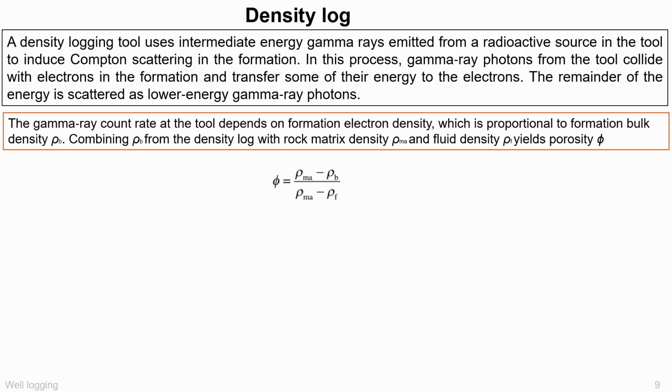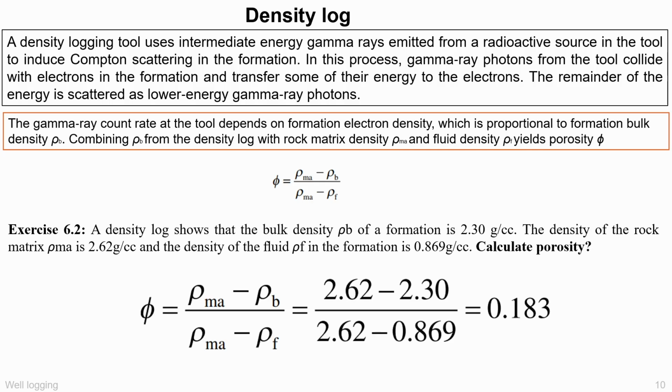Once bulk density is measured, we can combine it with the matrix density of the rock and the density of the formation fluid to estimate porosity. This is a very practical calculation, and the slide includes an exercise using specific values for bulk density, matrix density, and fluid density. This is one of the most commonly used porosity estimation methods in petrophysics, especially in clean formations where matrix density is reasonably well known.